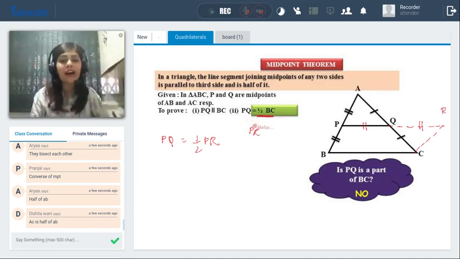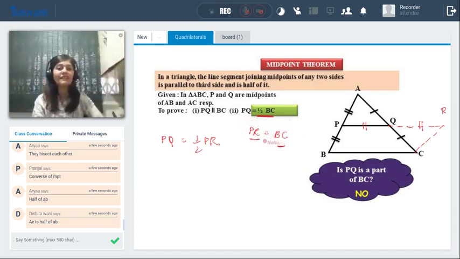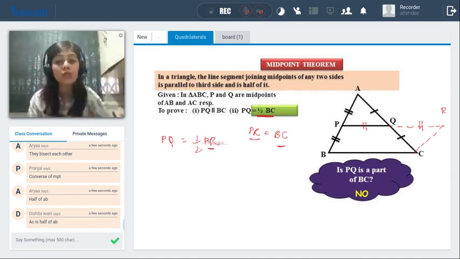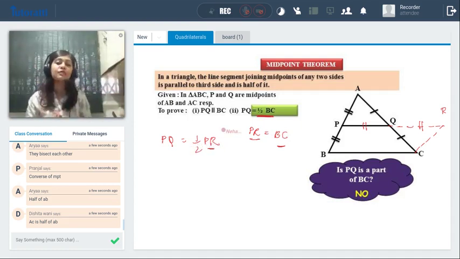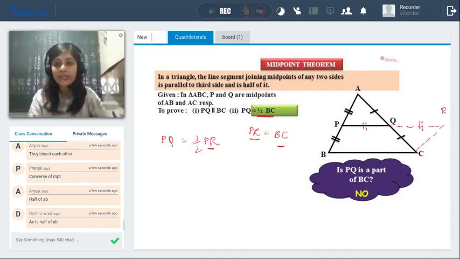If I get PR equal to BC, students pay attention. If I get PR equal to BC, then can I replace PR with BC? Yes, obviously. If I get PR equal to BC, then PQ is half of PR, so PQ will also be half of BC. That means what do we want? We want PR to be equal to BC. Yes, that's the first part that we are going to prove, students. So I'm writing the hint out here. Hint is we will prove PR equal to BC.